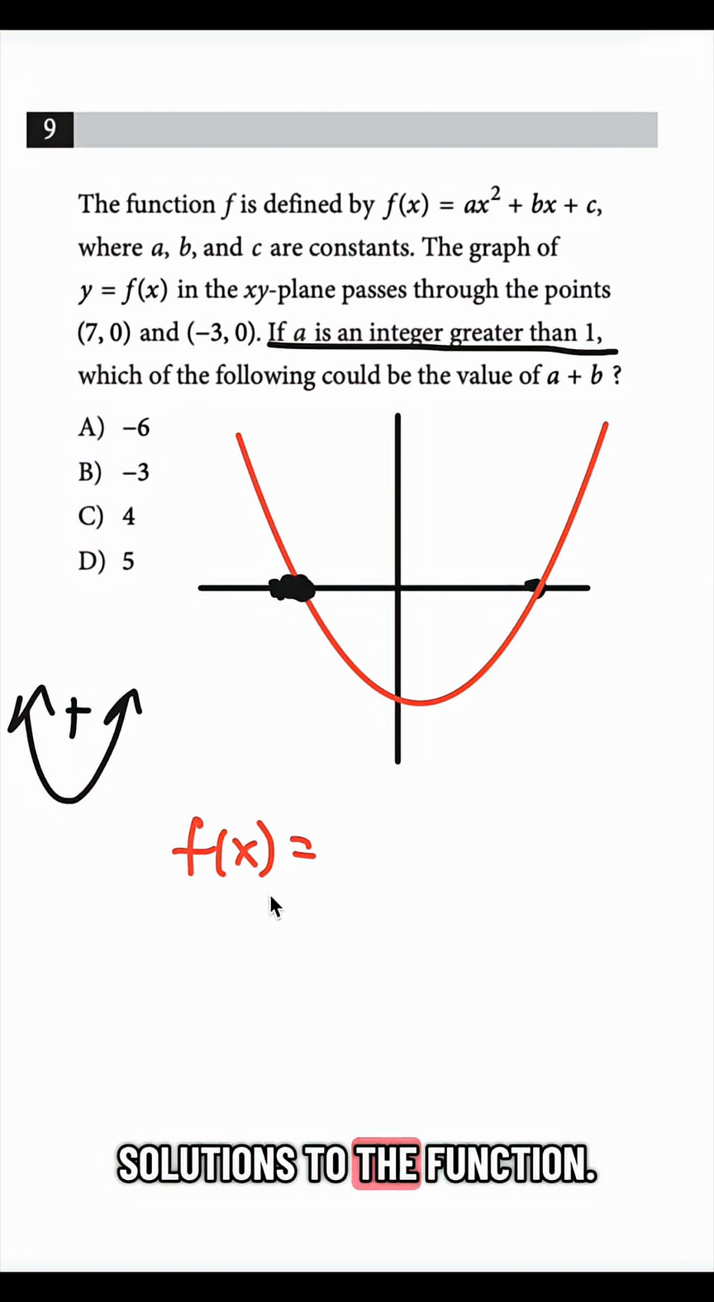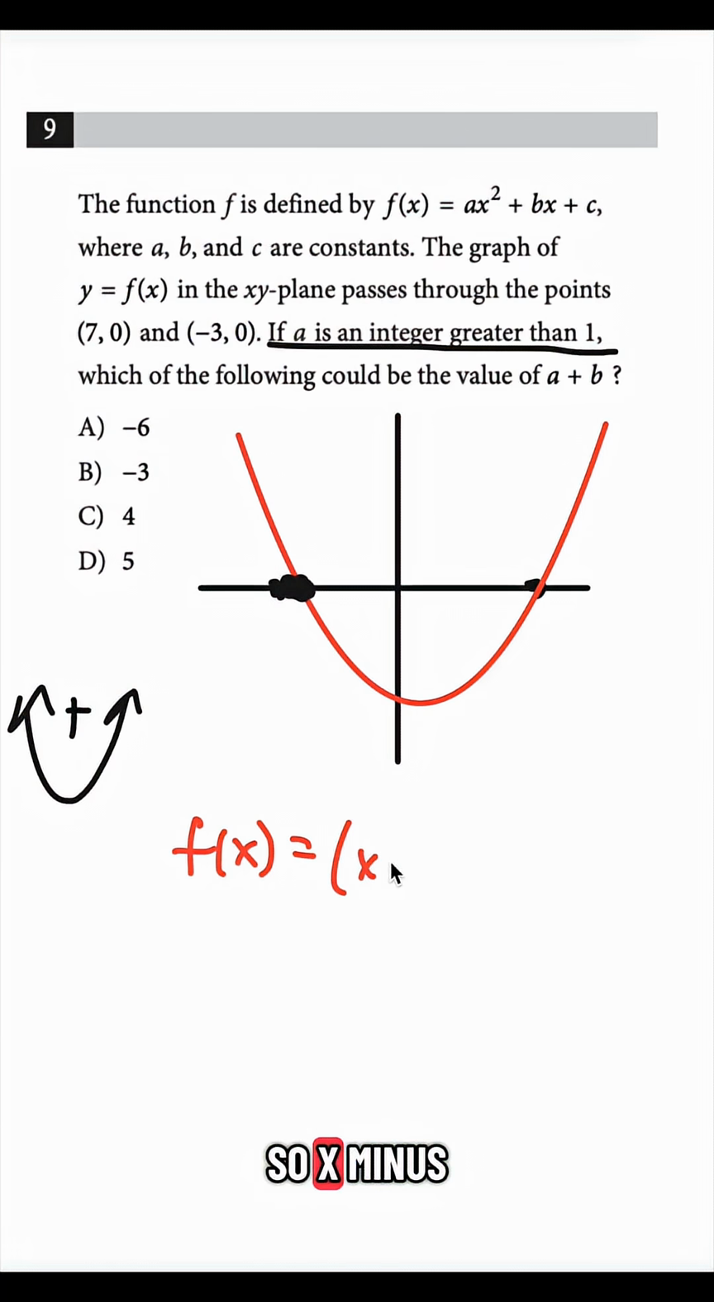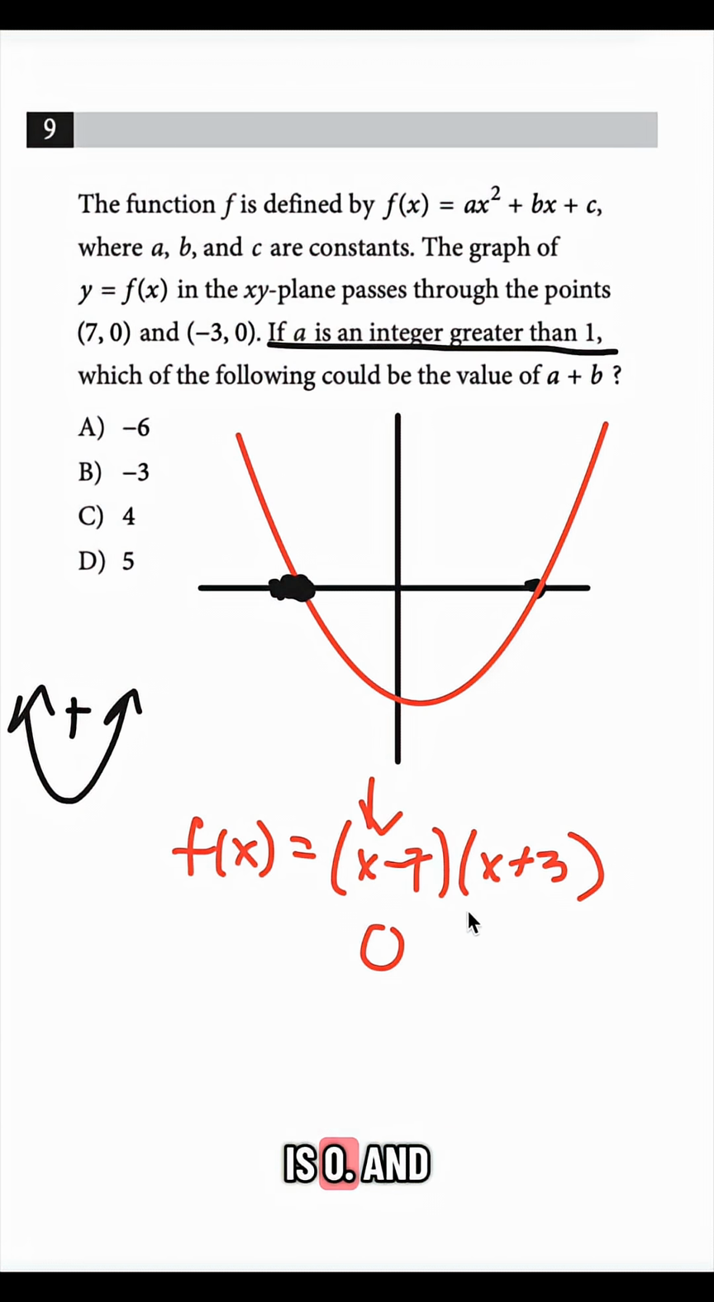Okay, and so we can write f of x then as the solution of these 2 points because these are solutions to the function. So x minus 7 times x plus 3. If I plug in 7 into x right here, 7 minus 7 is 0, and anything times 0 is 0, which is our y value. Or if I plug in negative 3 here, negative 3 plus 3 is 0, and then anything times 0 is going to be 0.